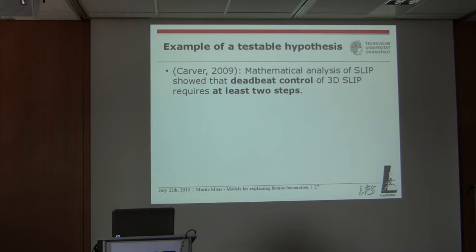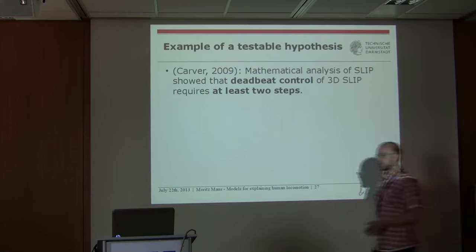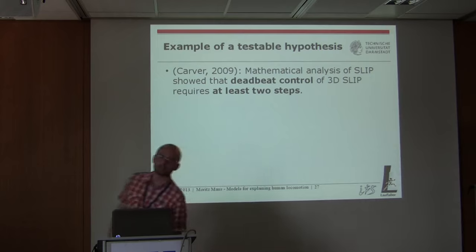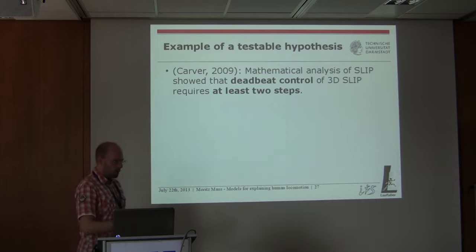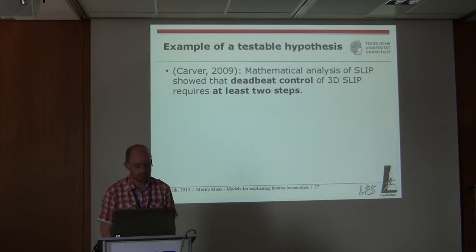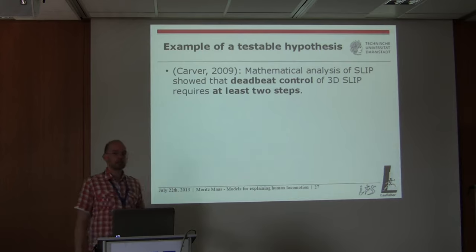In the next step, the human puts his leg here, and if you take the right angles here, select the right stiffness parameters, then at the second step, you will run perfectly in line into that direction here. And I think it's intuitively clear that there is no solution that can do that in one step. For other requirements, there are single-step deadbeat controllers.